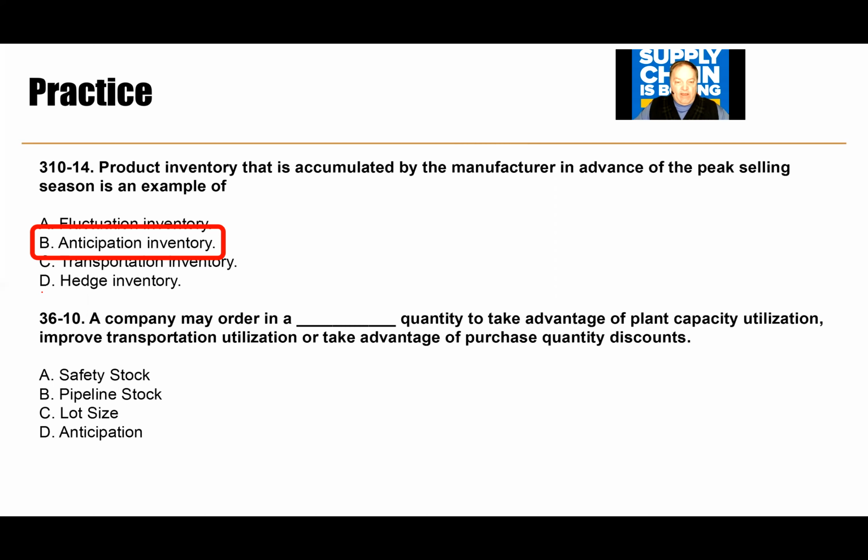36-10. A company may order in a blank quantity to take advantage of plant capacity utilization, improve transportation utilization, or take advantage of purchase quantity discounts. Best answer, lot size. Again, I caution the CSCP student to not be confused between cycle stock and lot size inventory, which is actually not defined in the APICS dictionary. They're referenced together in the book, but technically have two distinct definitions, although the amount of cycle stock can be dependent on lot sizes.